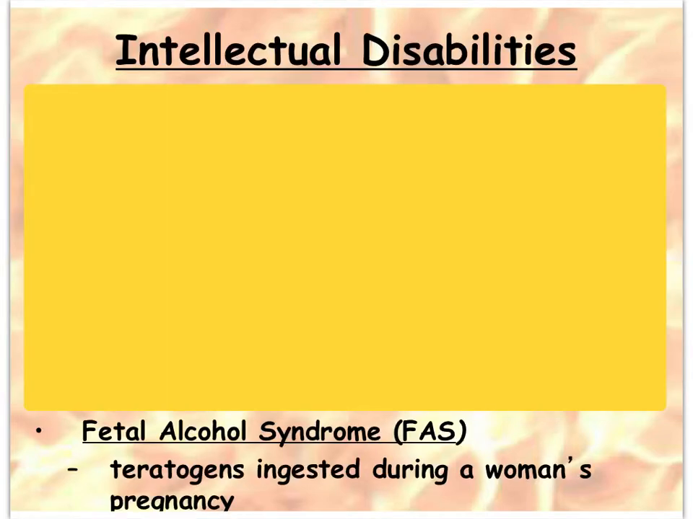Fetal alcohol syndrome is another intellectual disability, but this one is 100% preventable. This is entirely caused by a pregnant woman's drinking, often heavy drinking during pregnancy. Alcohol is an example of a teratogen, and that's a word you're going to want to know. Really, teratogens are anything that can get past the placental barrier and harm an unborn child. So alcohol, chemicals, some prescription and over-the-counter medications, drugs, radiation, viruses, those are all examples of teratogens. So alcohol is a teratogen, and if a pregnant woman drinks, it can harm the unborn child.